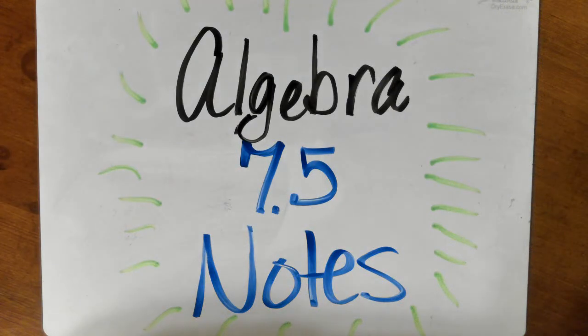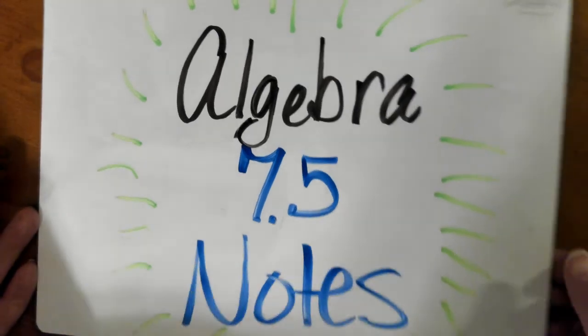Today we're going to do 7.5 notes. This is called Simplifying Radicals. So this actually kind of takes a break from what we've been doing, and this lesson will help us with the next lesson that we will be doing next time we have class. So let's get started.